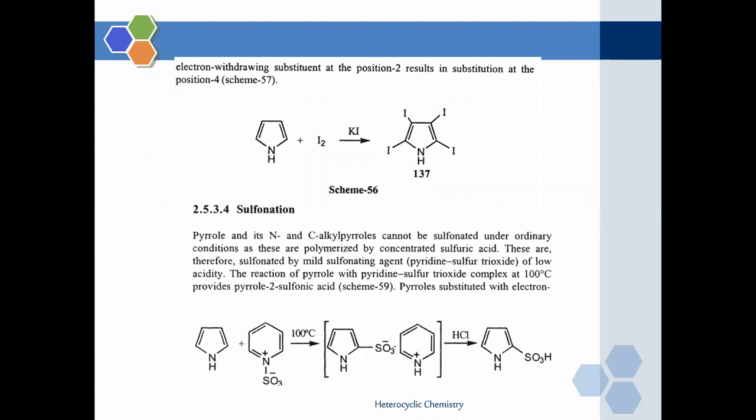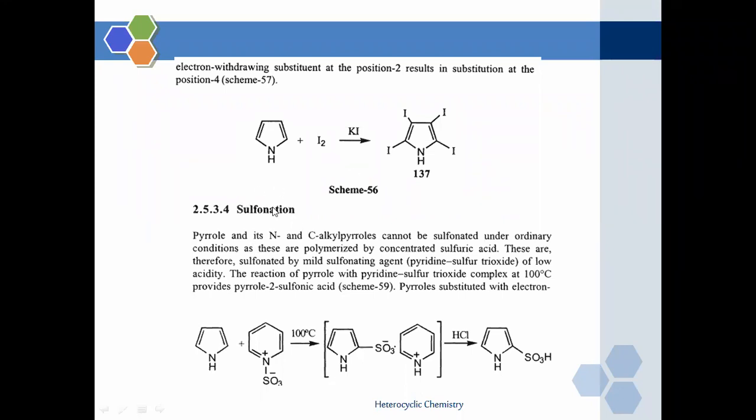So it is going to form polychlorination, polybromination and polyiodination reactions. Now, pyrrole undergoes sulfonation reaction. Pyrrole and its N-alkyl pyrrole cannot be sulfonated under ordinary conditions.